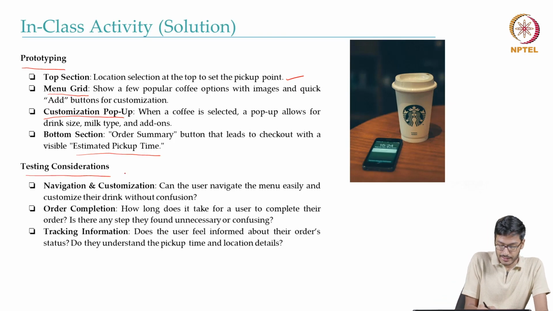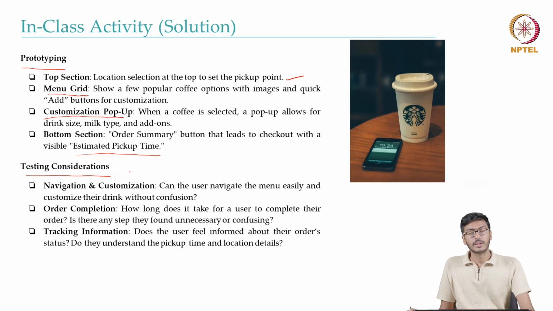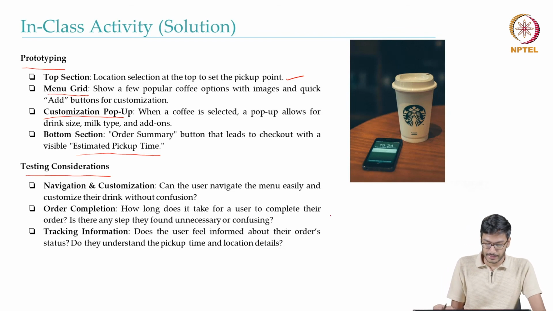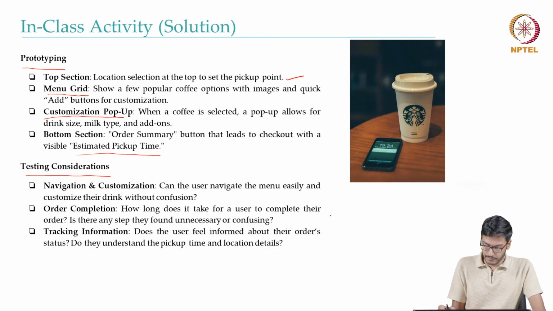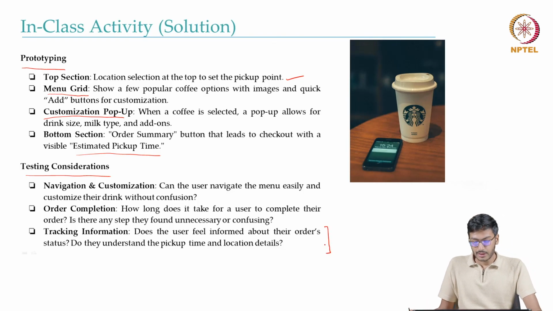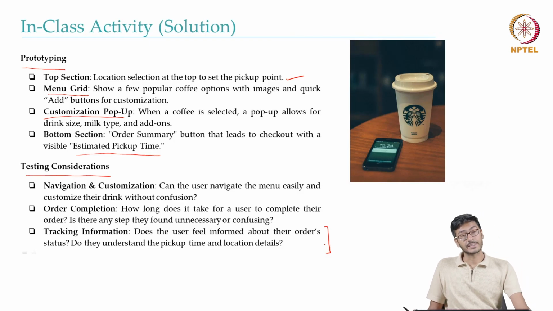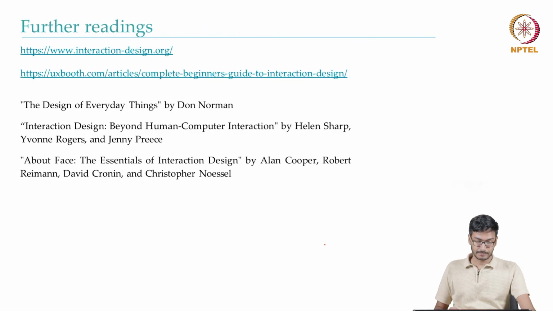Lastly, we have the testing considerations. We need to look at how navigation and customization can work. The order completion: how long does it take for the user to complete their order? And is there any step that is unnecessary or includes confusion? And finally, we also need to include some tracking information. Does the user feel informed about their order status? And do they understand the pickup time and the location details?